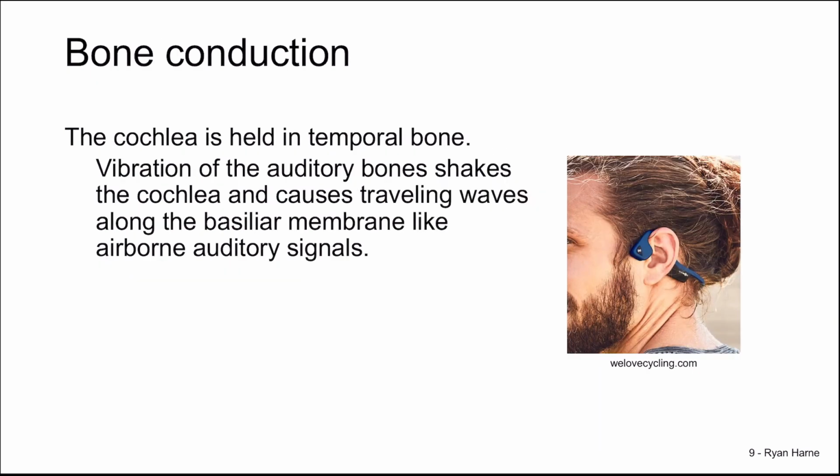But there are other ways that our brain is triggered to hear. We don't necessarily need sound propagating through the outer ear and middle ear into the cochlea. The cochlea is actually held in bone, and bones can vibrate. The vibration of this temporal bone can shake the cochlea, which also is a means of causing traveling waves along the basilar membrane.